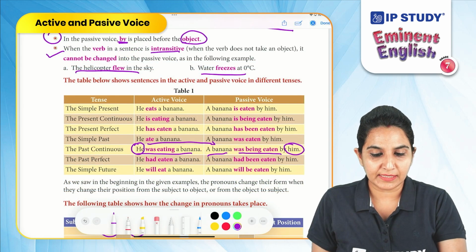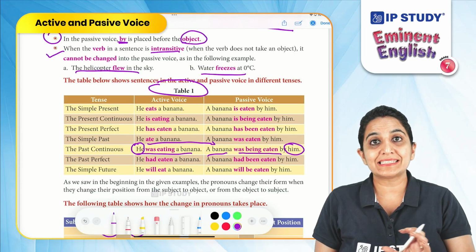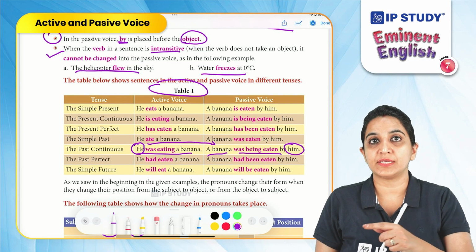Let us study this small example and understand how tenses also change when we change active voice into passive voice.